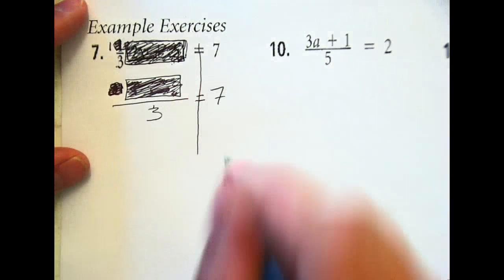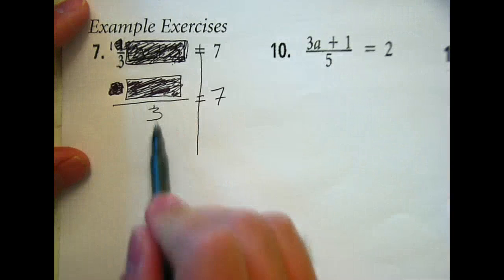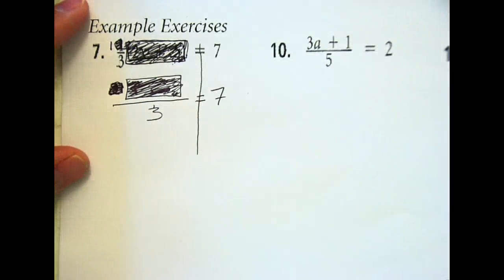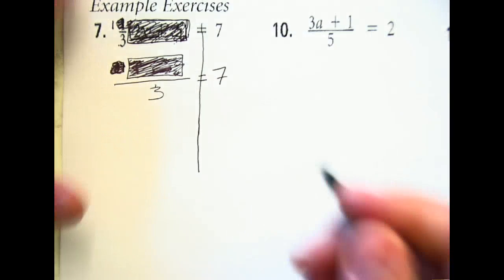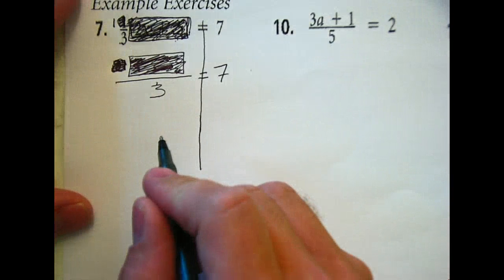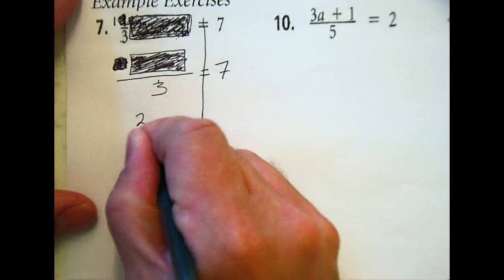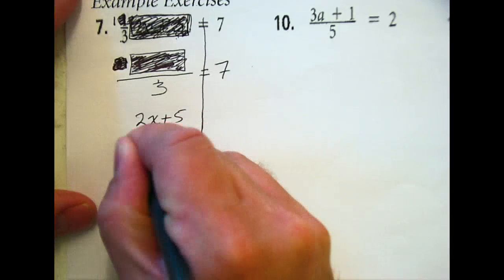So another way to write it is box divided by 3 equals 7. Now we really do know what's in the box. What was in the box? 2x plus 5. So really what we have is 2x plus 5 divided by 3 equals 7.